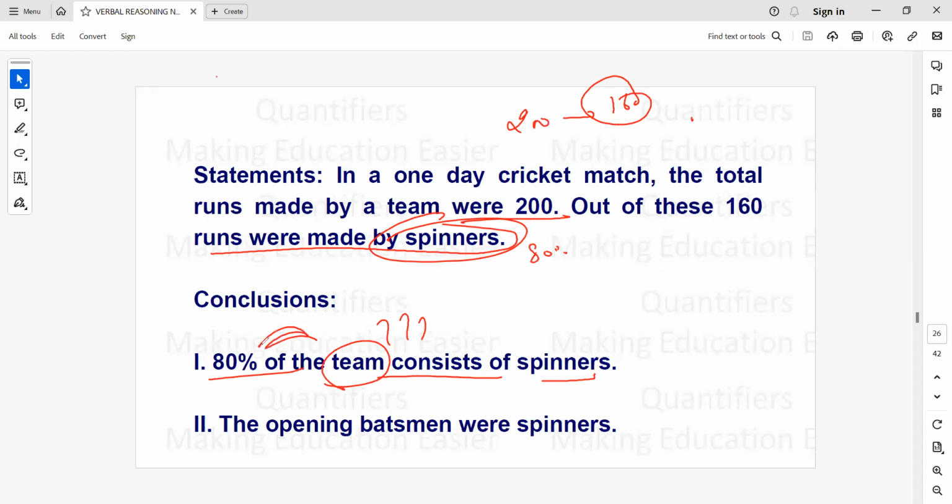So it is just playing with the words here and there. The opening batsmen were spinners. We don't know. What we know is that out of the 200 runs, 160 runs were made by spinners, but whether the opening batsmen were spinners, we cannot comment anything on it. Hence, none of them are the correct conclusion.